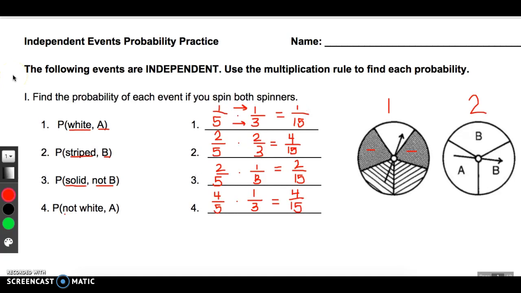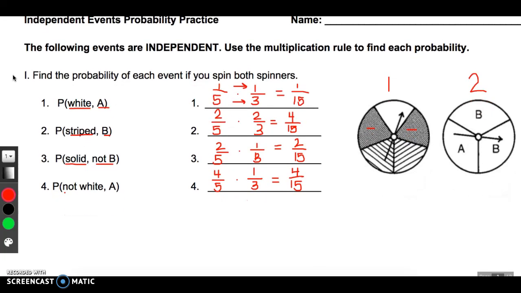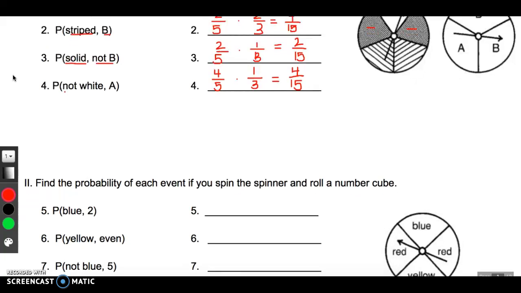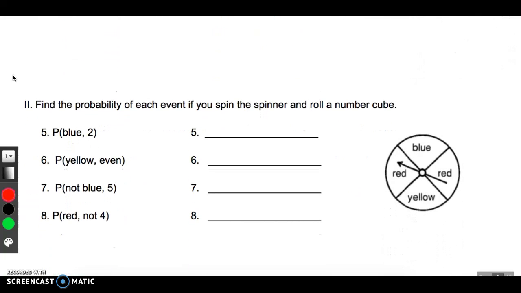So as you can see for the fourth one, I had a final answer of 4/15. There are 4 sections that are not white on the first spinner. So 4 out of 5 for the first probability, and then 1 out of 3 for the second, which when I multiply them together, I get an answer of 4/15. So with that being said, I think you've got enough practice with me. The second section here, I'm going to ask you to try on your own.